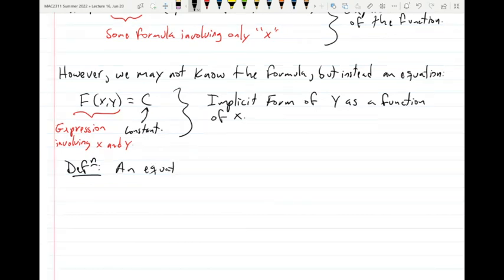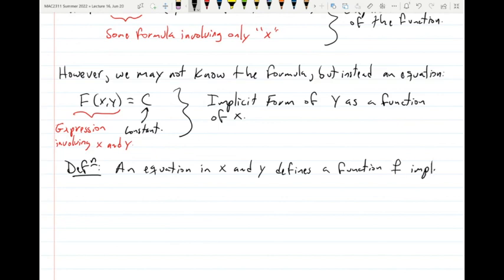An equation in x and y defines a function f implicitly. So when will an equation like this define a function f implicitly? Remember, y will be equal to f of x. Every equation always has a graph. What's the graph of an equation? Just put all the points that solve the equation, and they are going to make a graph.